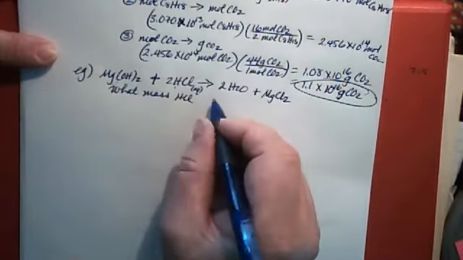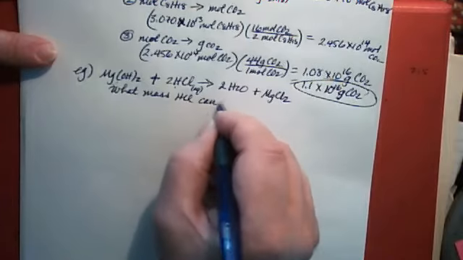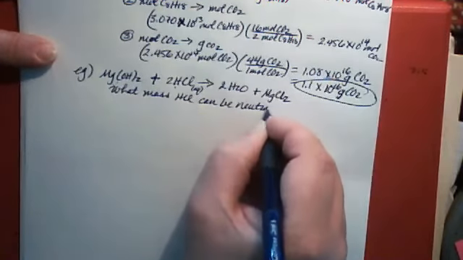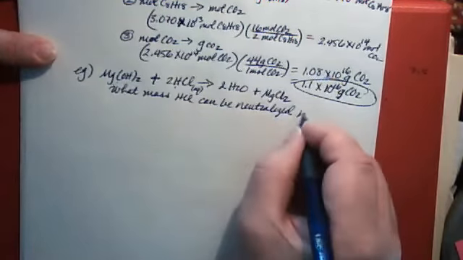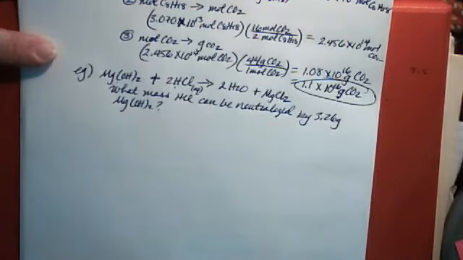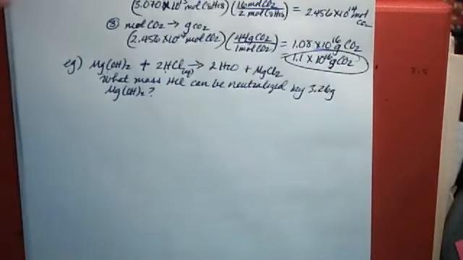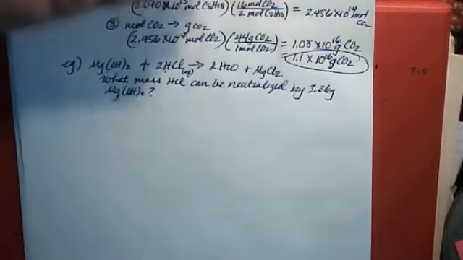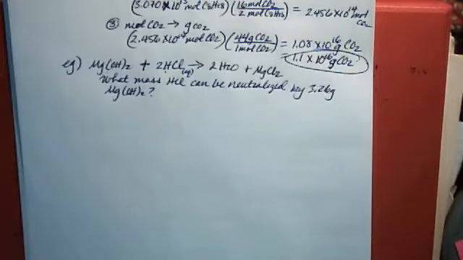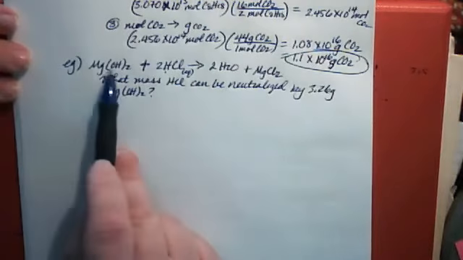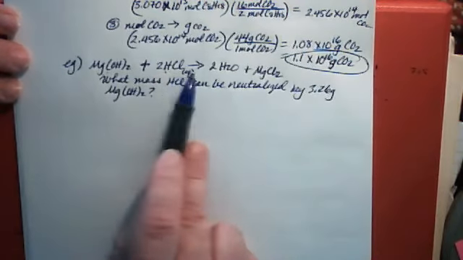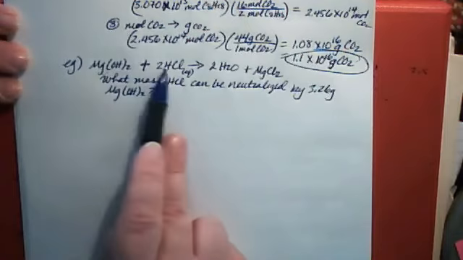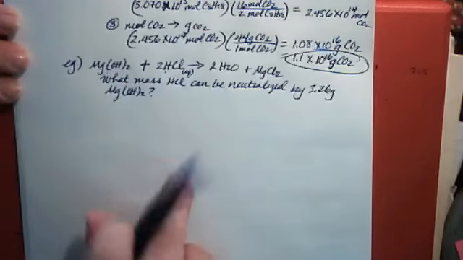So you might wonder what mass of hydrochloric acid can be neutralized by 3.26 grams of magnesium hydroxide. Well, this is basically the same question we just had, only with different reactants. In this case, we're comparing the amount of one reactant to the amount of another reactant. We have so much of this reactant, how much of that reactant would react with it.